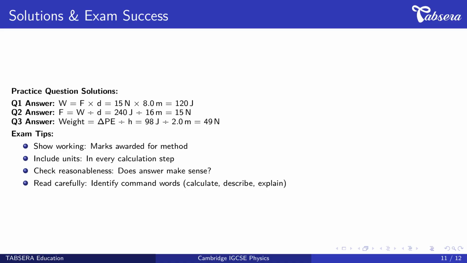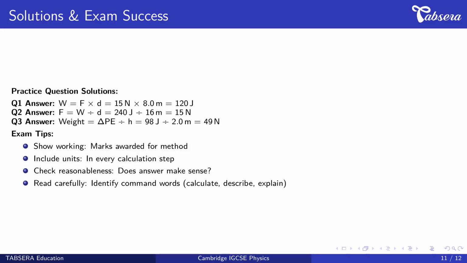For question 1, the answer is W equals F times D equals 15 newtons times 8.0 meters equals 120 joules. This is correct because we applied the work equation directly with the given values. For question 2, we rearrange to find force. F equals W divided by D equals 240 joules divided by 16 meters equals 15 newtons. The units work out correctly since joules divided by meters gives newtons.